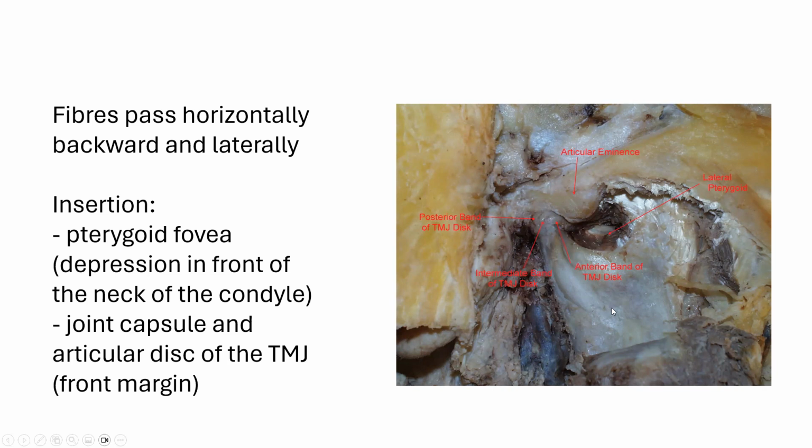Usually, a question comes: which of the muscles of mastication is in direct contact with the head of the condyle? That is the lateral pterygoid. Another question comes: which muscle is in direct contact with the articular disc? And that is again the lateral pterygoid.